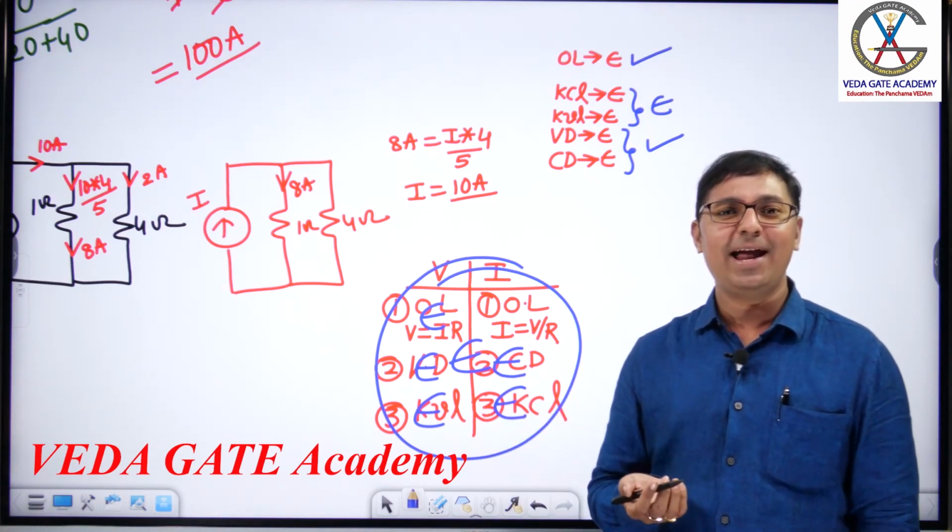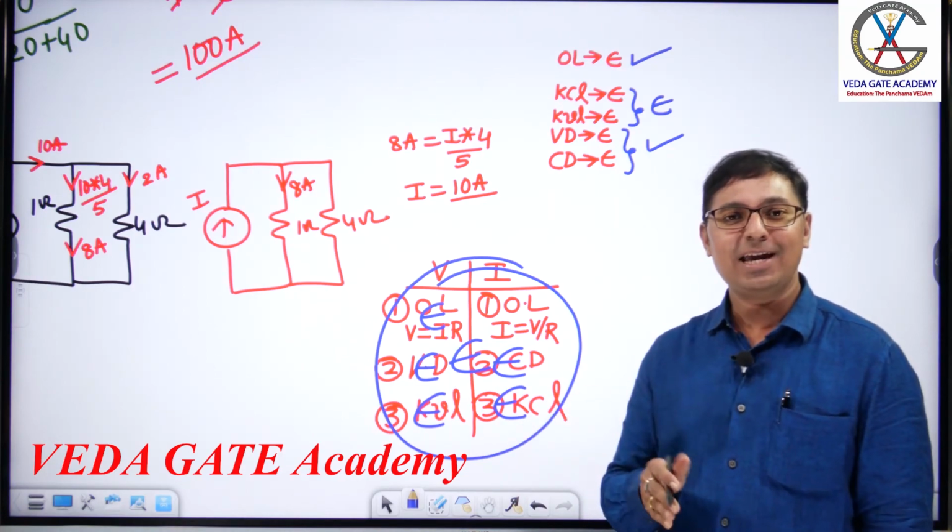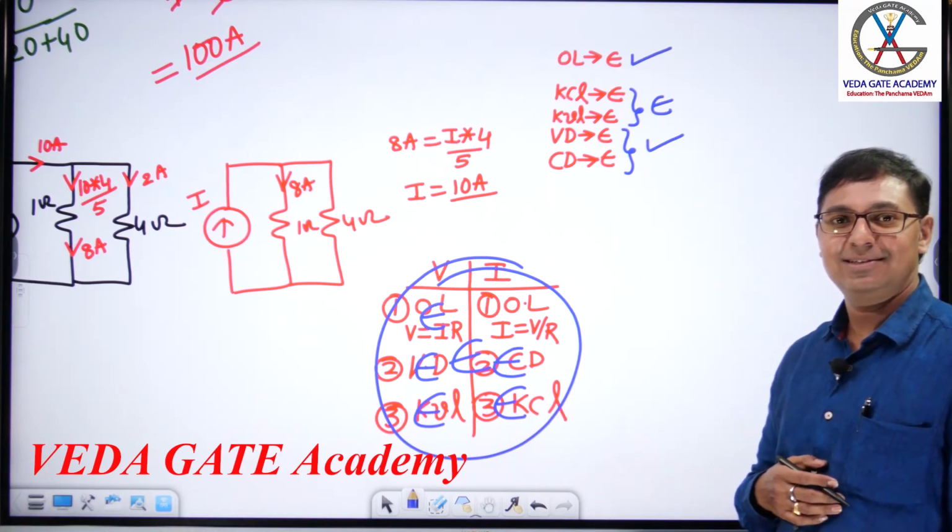So then what is nodal analysis? Ohm's law plus KCL is nodal analysis. Ohm's law plus KVL is mesh analysis.